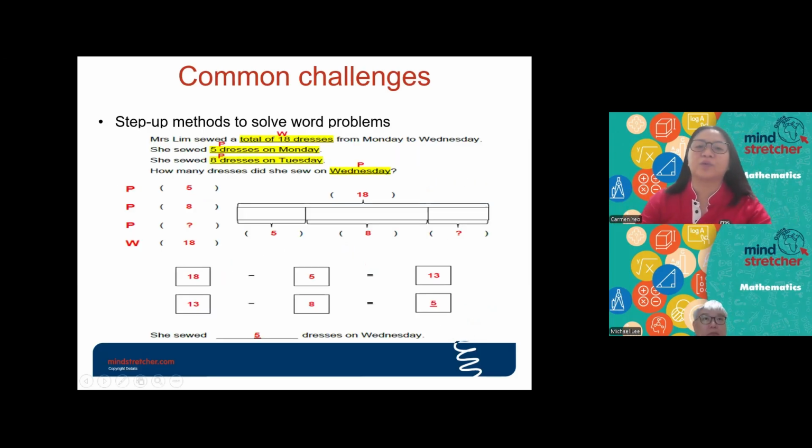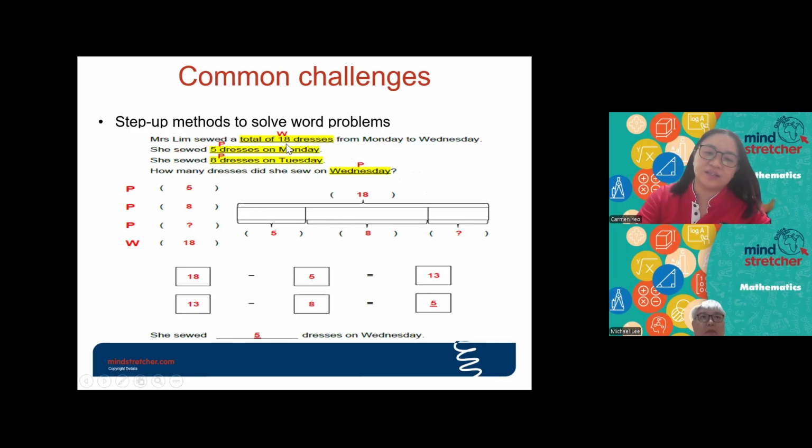Then we step up to something even more. So now there are 3 parts. 5 dresses on Monday, 8 dresses on Tuesday, total of 18 dresses. So how many dresses on Wednesday? Now we are given the whole. The whole is 18. We are asked to find that part, which is Wednesday.